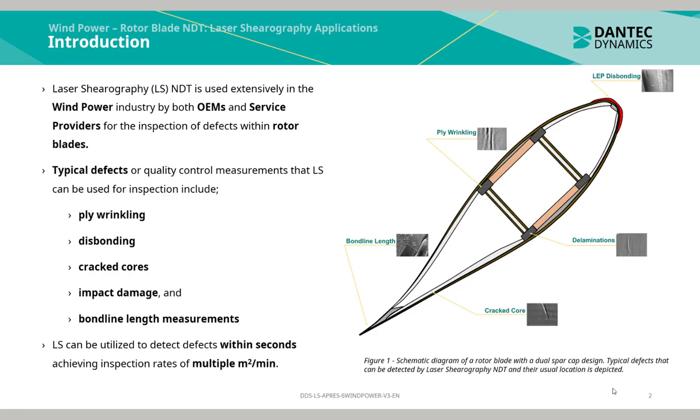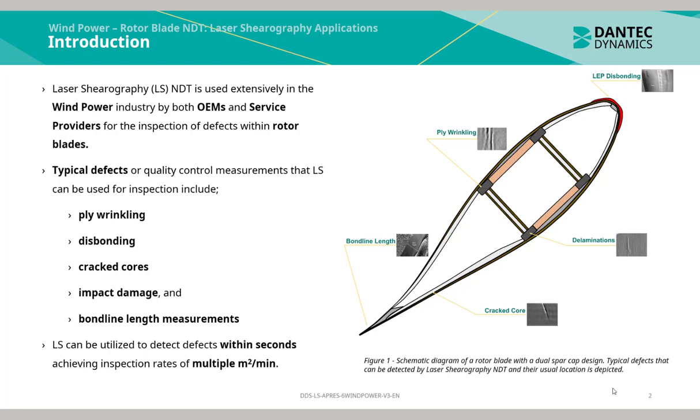Typical defects or quality control measurements that laser shearography can be used for inspection include ply wrinkling, disbonding, crack cause, impact damage, and bond line length measurements. Laser shearography can be utilized to detect defects within seconds, achieving inspection rates of multiple square meters per minute.